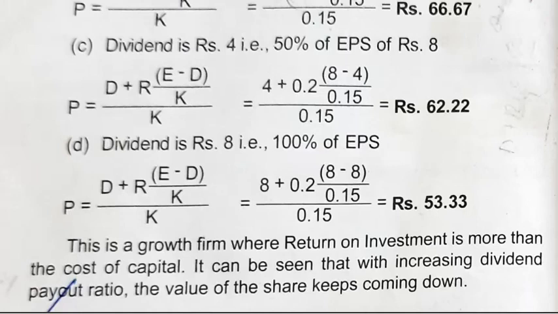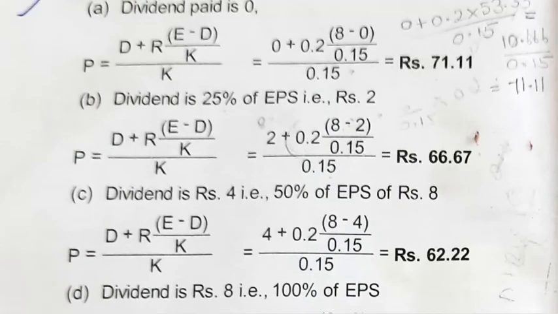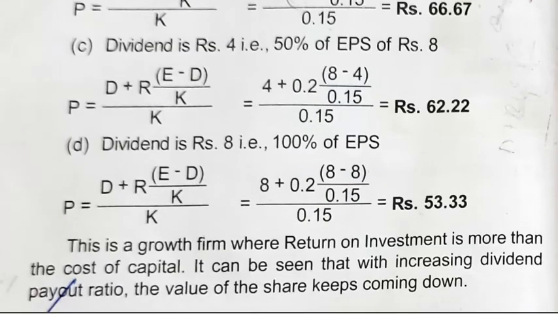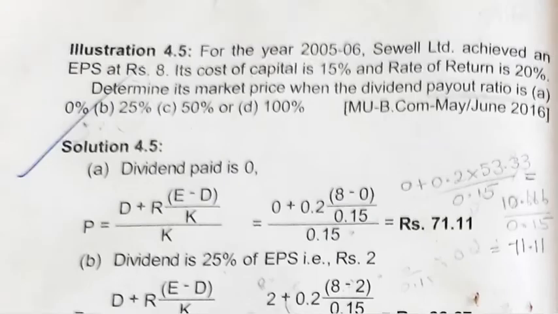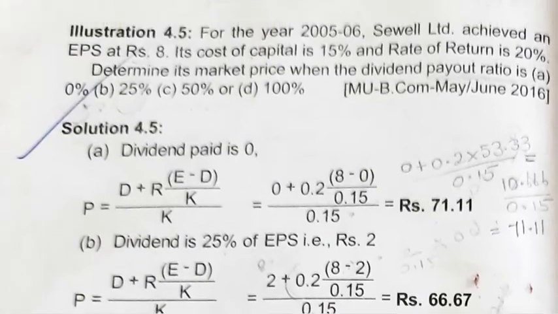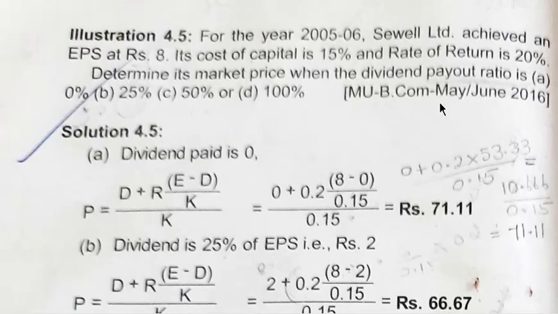Now if you see the value of market price, the market price is decreasing. What does it mean? As per Walter, when it is a growth firm, the dividend payout ratio should be 0. How will you know it is a growth firm? When the rate of return is more than cost of capital. Rate of return is 20% and cost of capital is 15%. It means it is a growth firm. When it is a growth firm, they should not give a dividend. If they give the dividend, the market price will decrease.